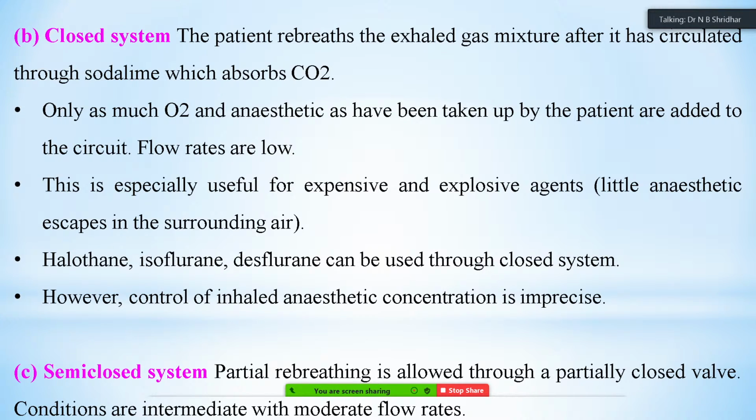Little anesthetic escapes into the surrounding area, because many times ether and other agents are highly explosive in nature. They can catch fire suddenly, and then there is the chance of an explosion. To avoid such things, the closed system is maintained. Halothane, isoflurane and desflurane can be used through the closed system, whereas the open system is used for ether only, diethyl ether. However, control of the inhaled anesthetic concentration is improvised, so that is not possible.